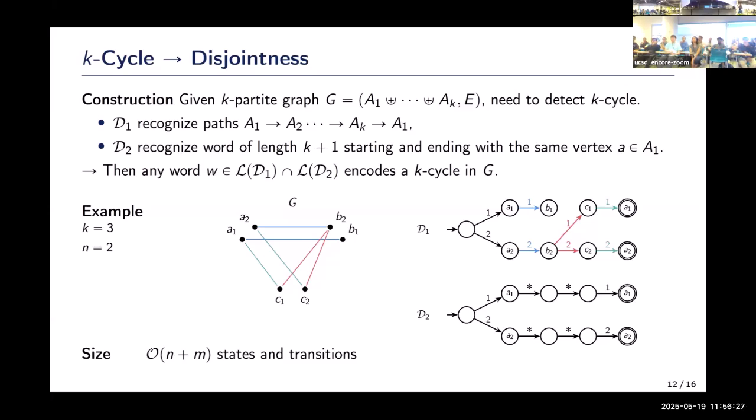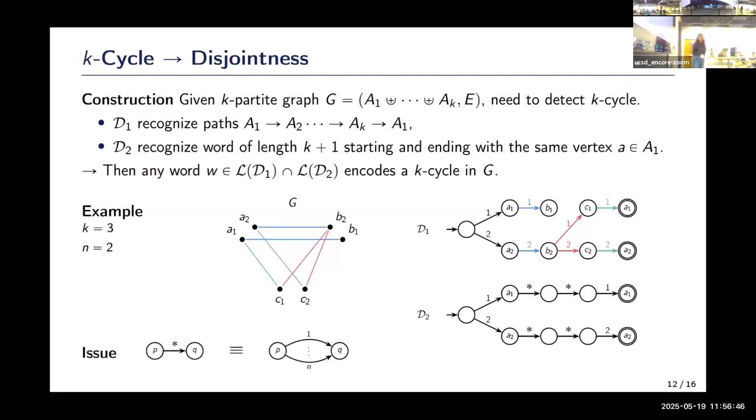But there's a cheat, right? I use this wildcard transition. This wildcard transition means that I accept any letter of my alphabet, and here the alphabet is the ID of the vertex in my partition. Typically, the partition would have n vertices, and so this transition needs to accept n different letters. The naive way to implement this would require n transitions, and this would be too much in our reduction. But this is actually fine.